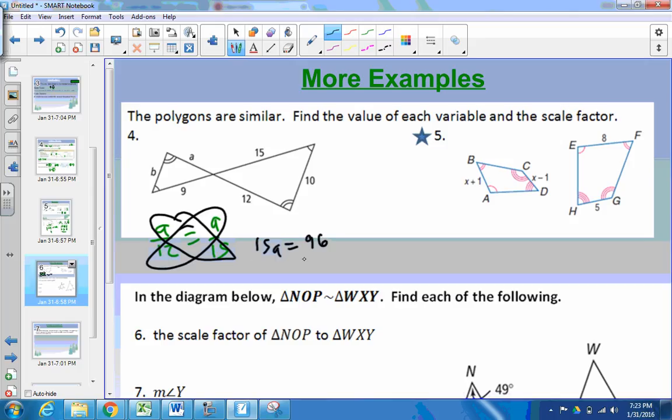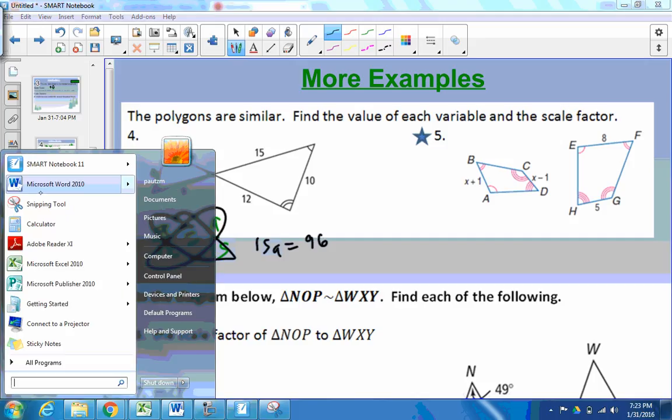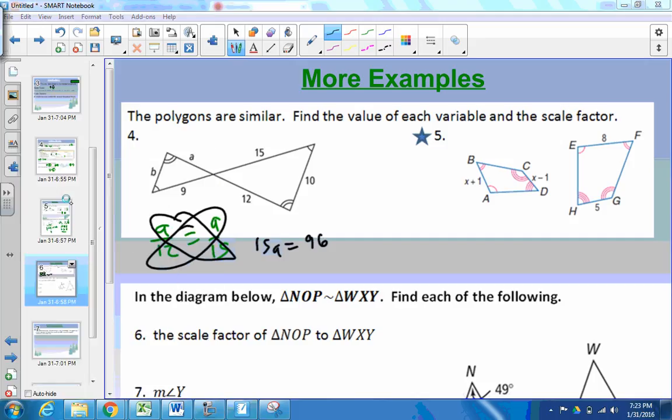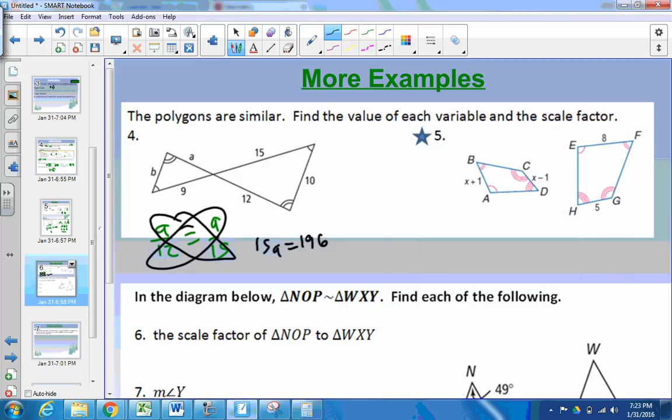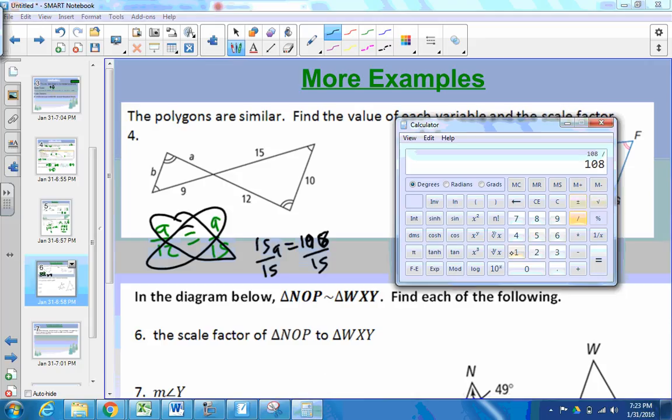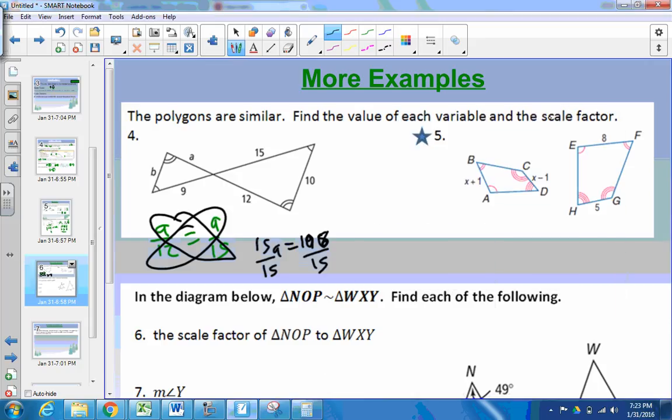And divide, what is it, 96? 9 times 12. Let's check this real quick. Oh, sorry, 108. I was off by 1. And we divide both sides by 15. 108 divided by 15. Not going to be perfect there. 7.2. So a would be 7.2.